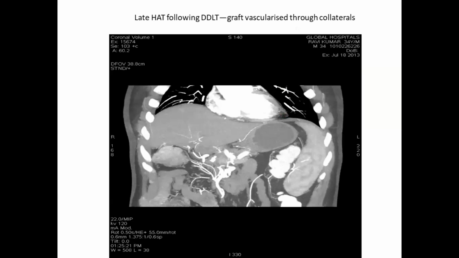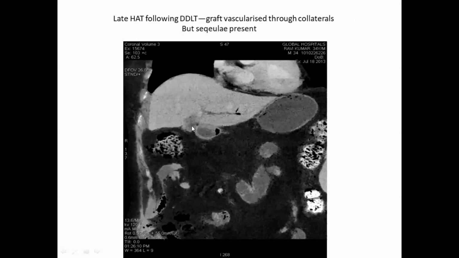This is again one of our patients who had a graft revascularized through collaterals. You can see that the collateral density is higher in the right lobe than in the left lobe. And indeed, this patient did have a sequela to this in the form of a caudate abscess. And you can see the segmental dilatation of the left bile duct, left hepatic duct. So it is very, very important that hepatic artery issues can produce biliary sequelae, as well as areas of necrosis and abscess formation in the liver.